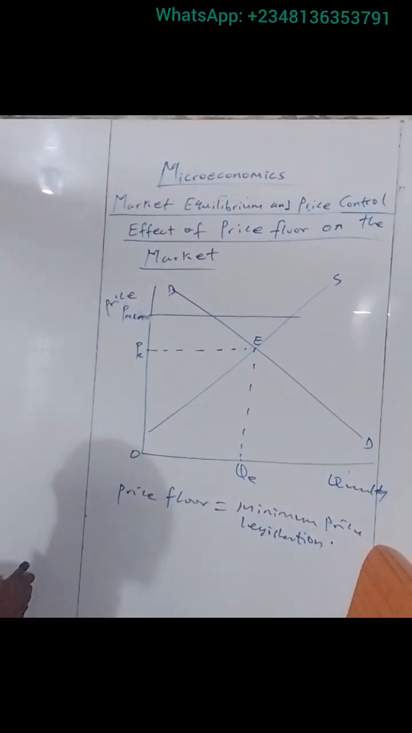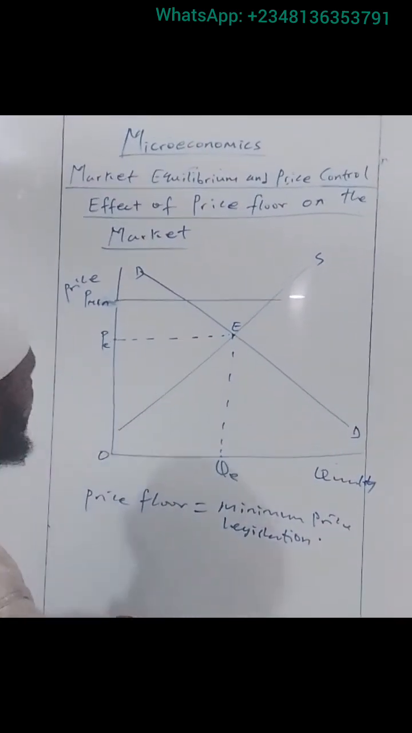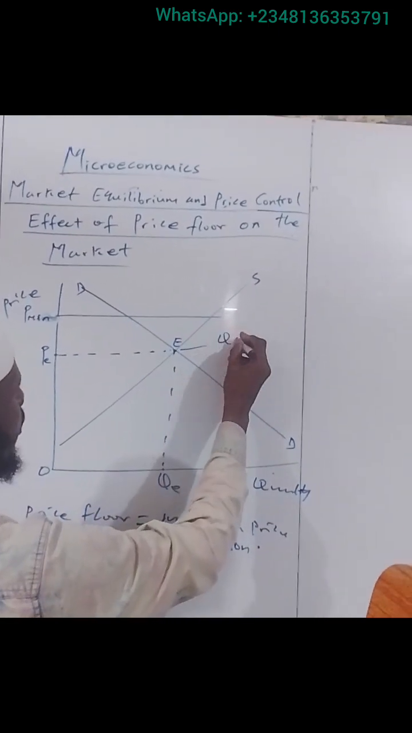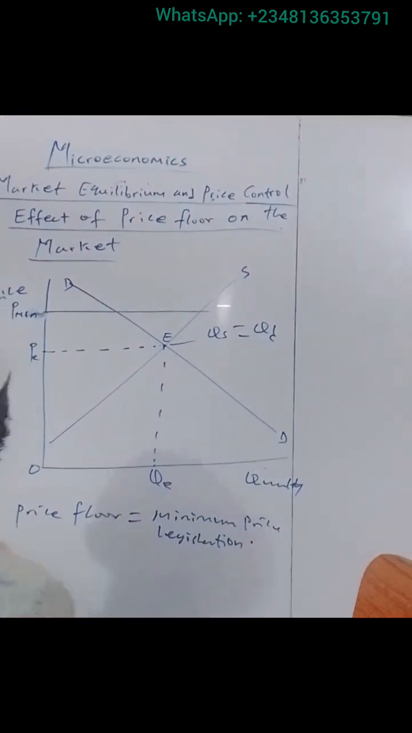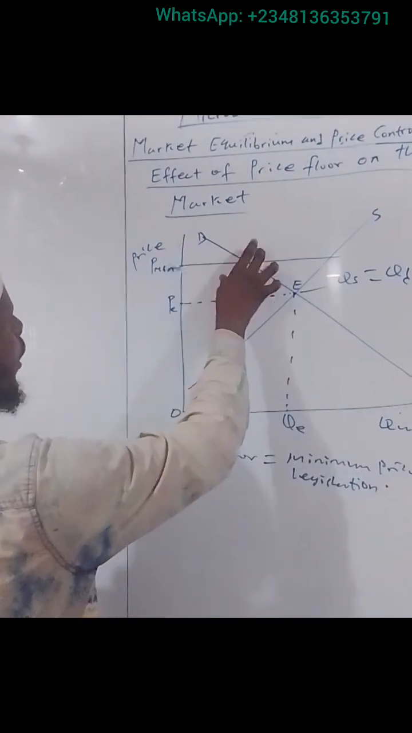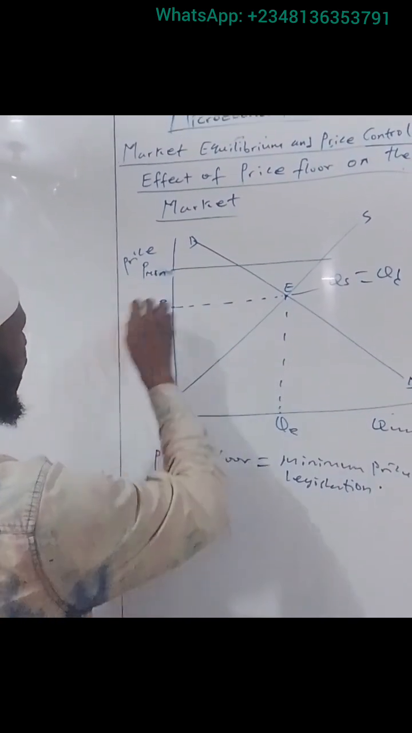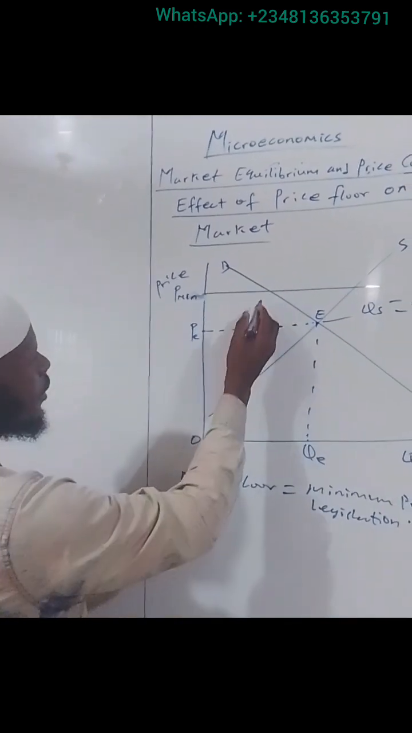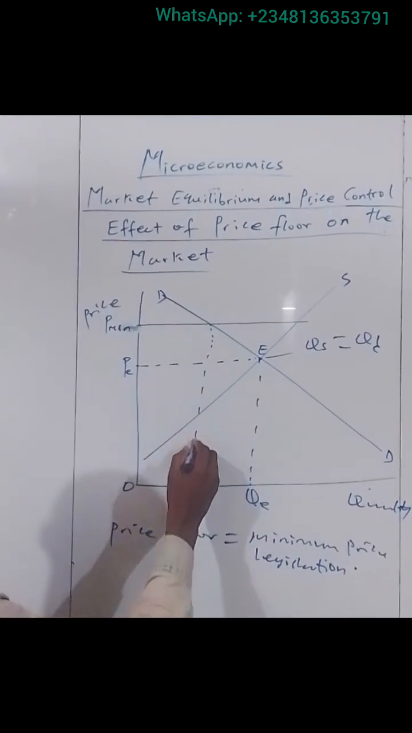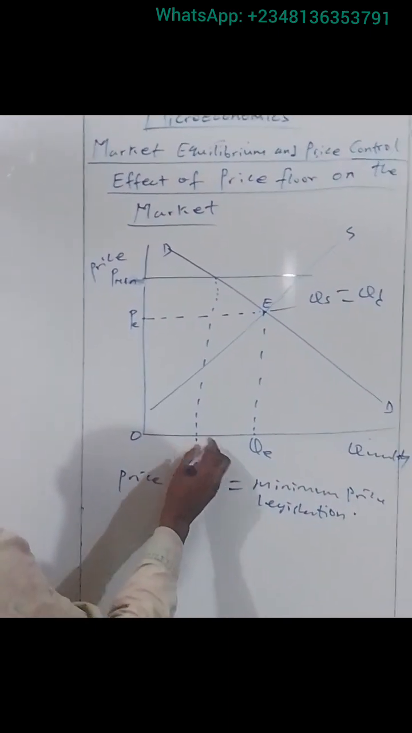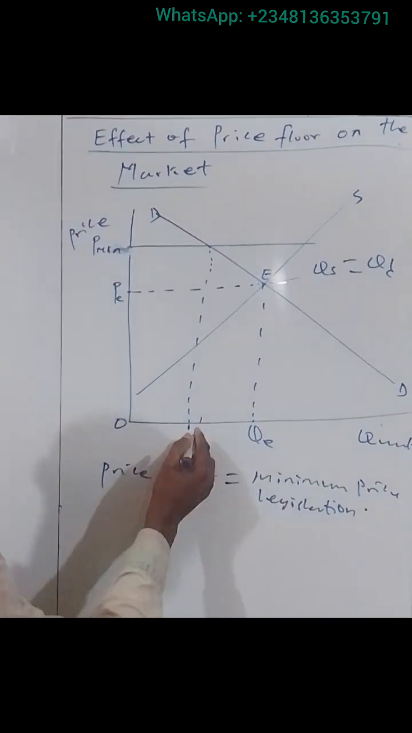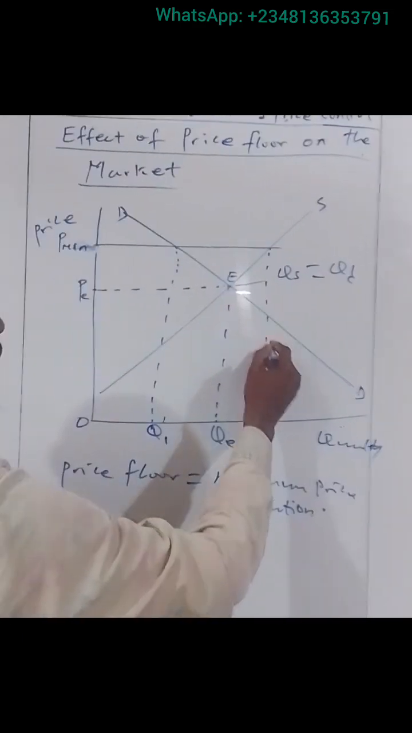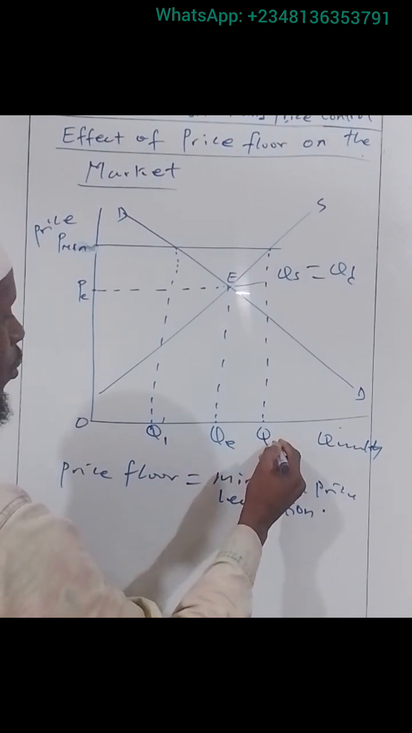You can see at this point, in the equilibrium here, the quantity demanded is equal to the quantity supplied. That is, at this point we have QD equals QS. Now the government legislates that the price will be set above the equilibrium. You can see that here we have the quantity demanded reducing from QE to Q1 here, while the quantity supplied has increased from QE, let's say to Q2.